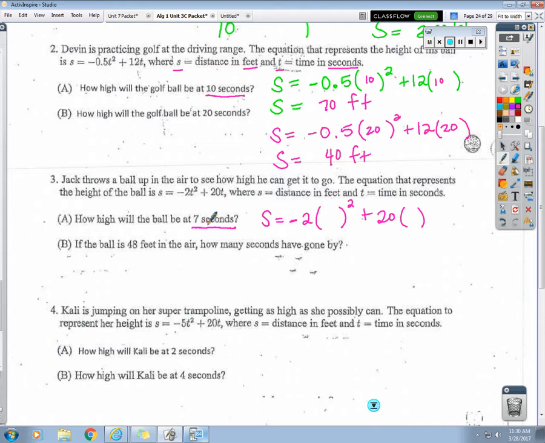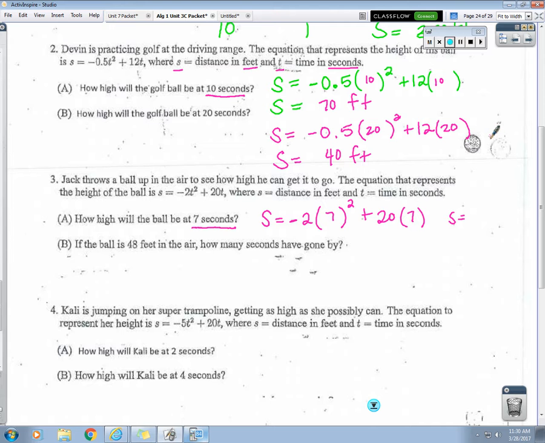Well, seconds goes in t, so I'll put it right there. And when you did that, what did you get? 42 feet. So that means once he's tossed the ball, 7 seconds later, it's 42 feet in the air. If the ball is 48 feet in the air, how many seconds have gone by since he tossed it? 6. That's one of the answers. Did anybody get the other answer?